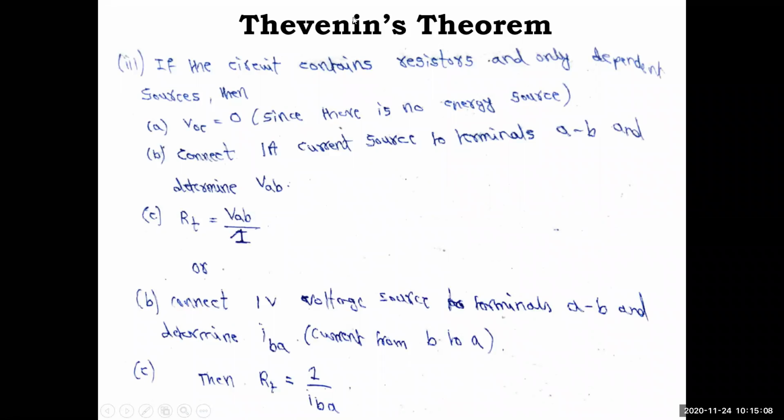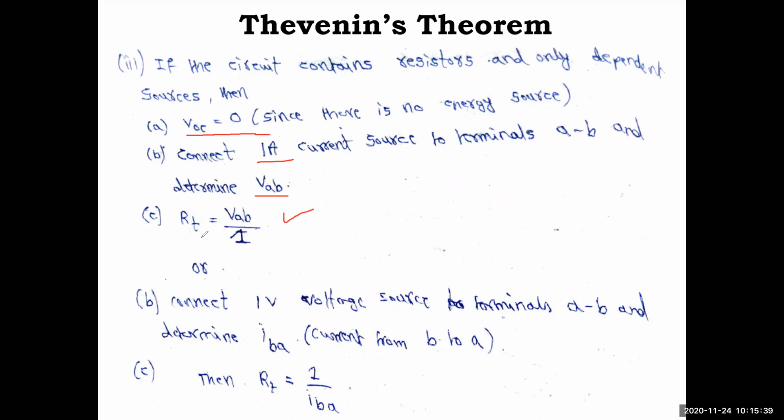If the circuit contains resistors and only dependent sources, then what will happen? There is no generator energy source. That means the open circuit voltage is 0, VTH is 0. So for that, we will connect a 1 amp current source to terminals AB and determine the voltage VAB. So this is the current and this is the voltage measured, and the ratio VAB by 1, Ohm's law, V by I, right? I is 1 amp, so you'll get the RTH.